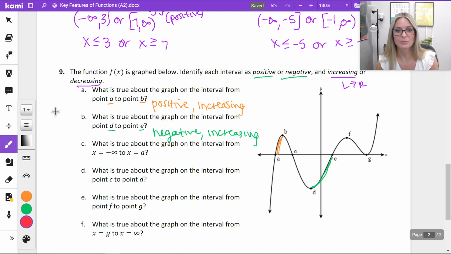C, what is true about the graph on the interval from negative infinity to A? So this is negative infinity to A, this segment over here. I wanted to make sure you got to see examples that have that infinity or negative infinity. So we're talking about that very first segment. Is it positive or negative? It's below the x-axis, so it's negative, and it is increasing.